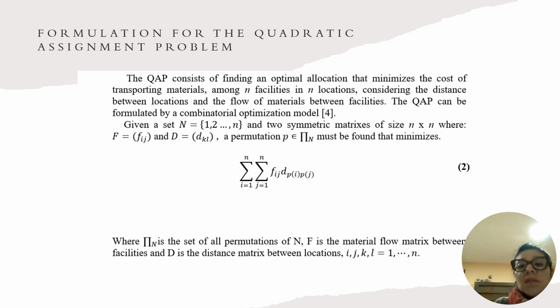The formulation for the quadratic assignment problem is the next one that you can see in this slide. The QAP consists of finding an optimal location that minimizes the cost of transporting materials among n facilities in n locations, considering the distance between locations and the flow of the materials between facilities. The QAP can be formulated by the combinatorial optimization model, as you can see in this slide.